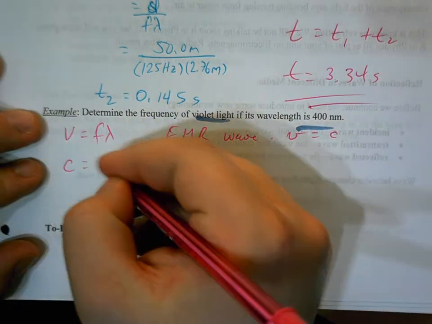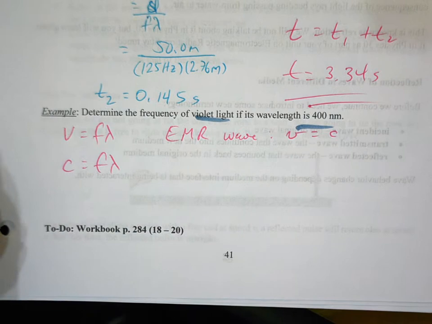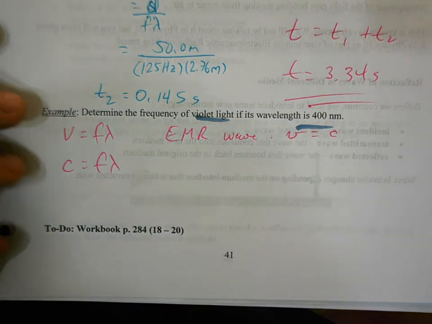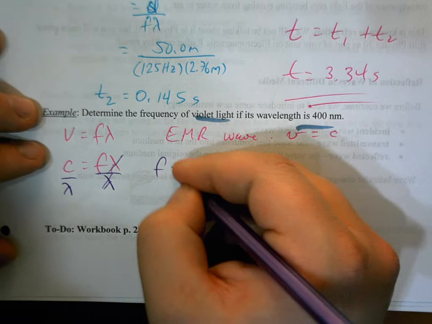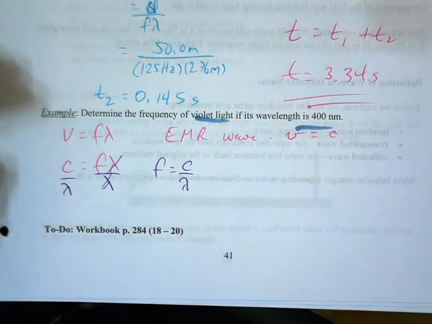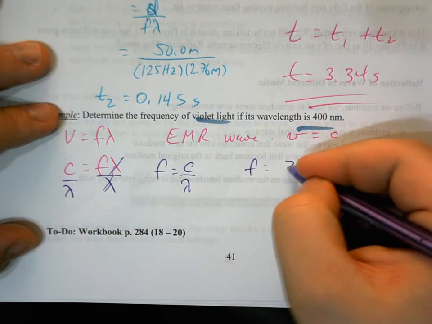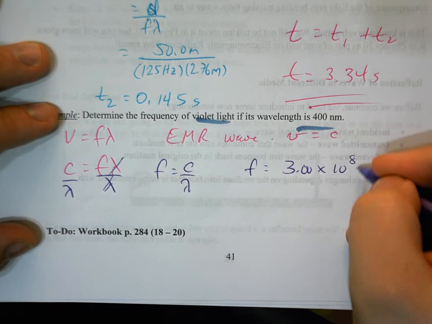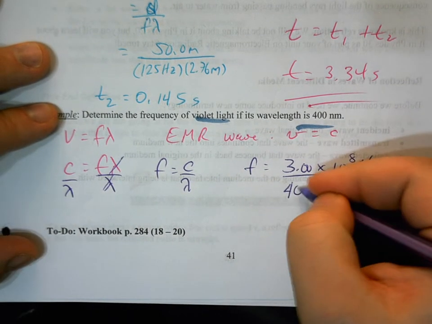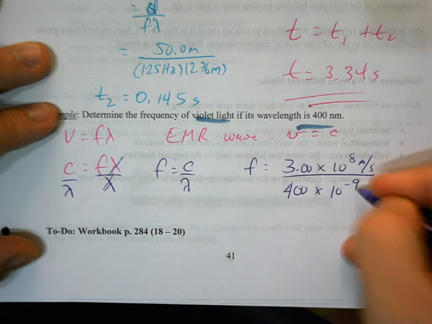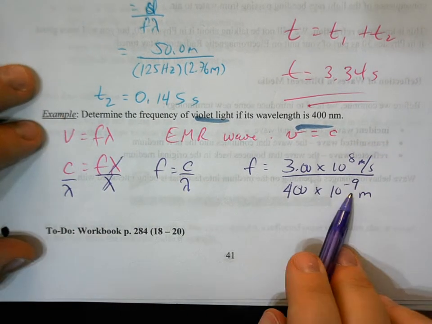So really, we have the speed of light is equal to the frequency multiplied by the wavelength. So we're going to divide both sides by the wavelength. So we're going to get the frequency is the speed of light divided by the wavelength. So we have 3 times 10 to the 8 meters per second. And then we have a wavelength of 400 nanometers. Nano is just 10 to the minus 9 meters. So we have 400 times 10 to the minus 9.